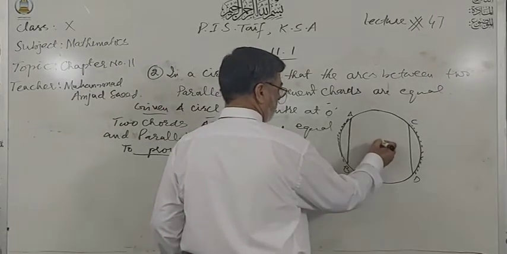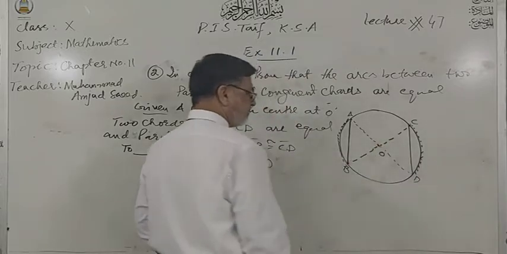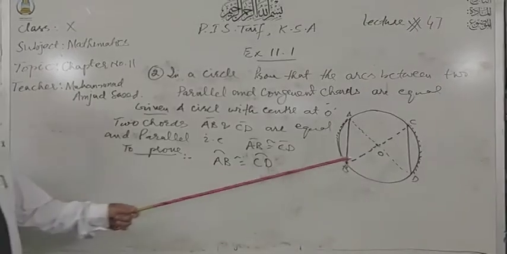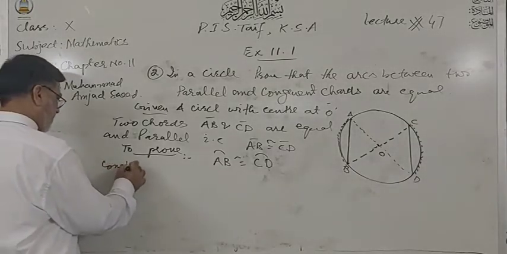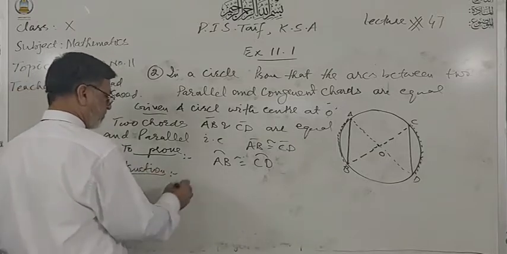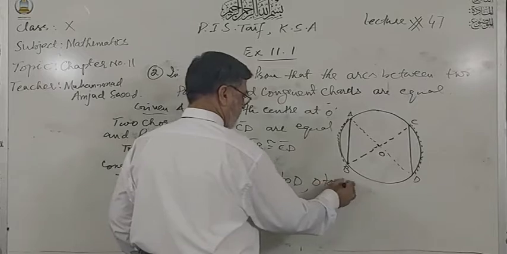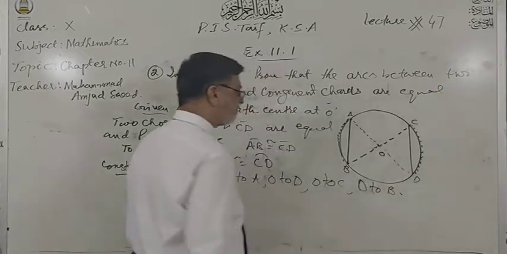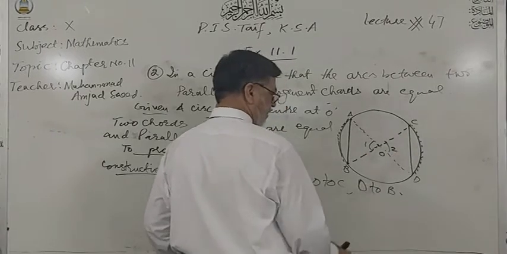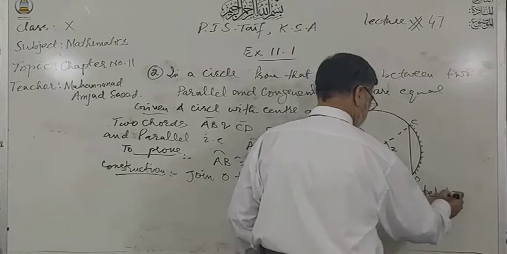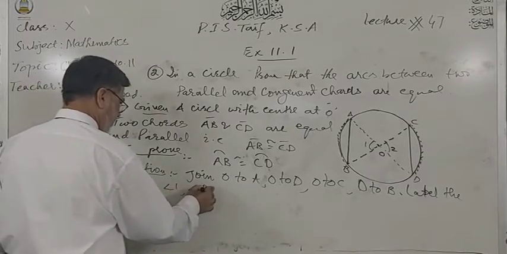Construction is: join O to A, O to D, O to C and O to B. Dear students, label the angles 1 and angle 2 as in the figure.